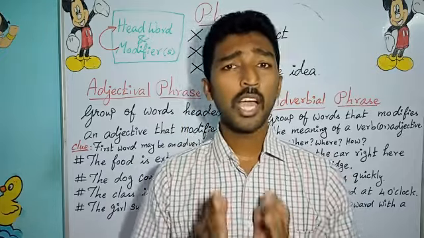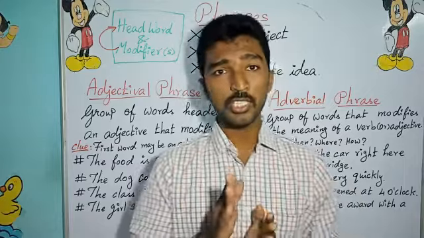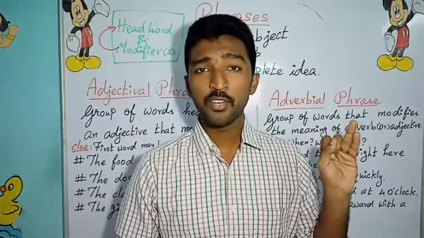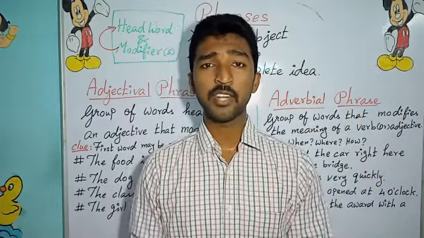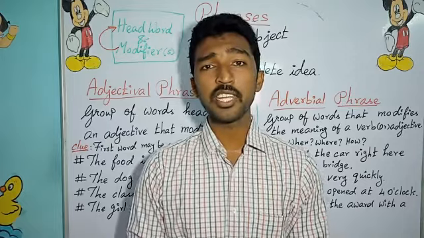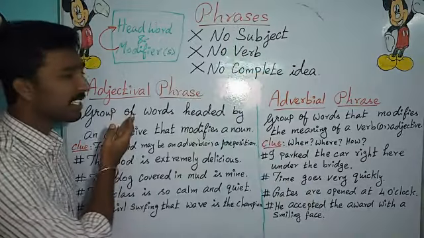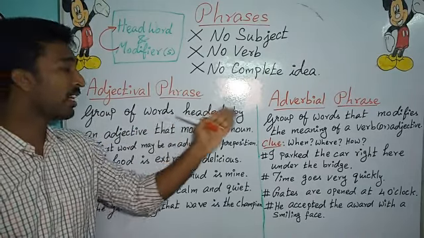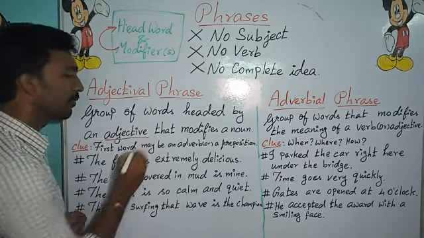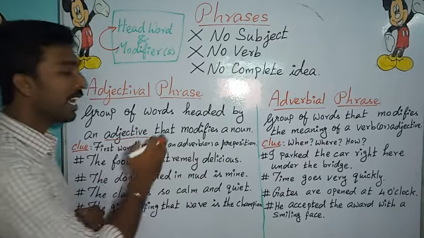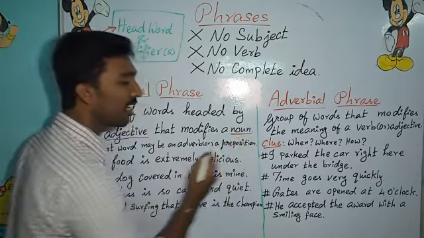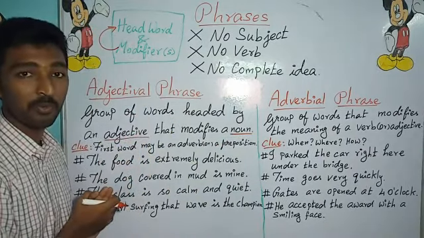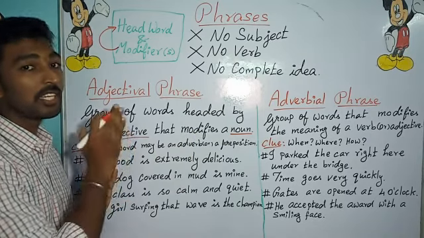Verb. And today in this class we are going to discuss the remaining kinds of phrases: adjectival phrase, adverbial phrase and prepositional phrase. The first phrase we are going to see today is adjectival phrase. Adjectival phrase is a group of words headed by an adjective that modifies a noun. Here our adjectival phrase is going to modify the noun.